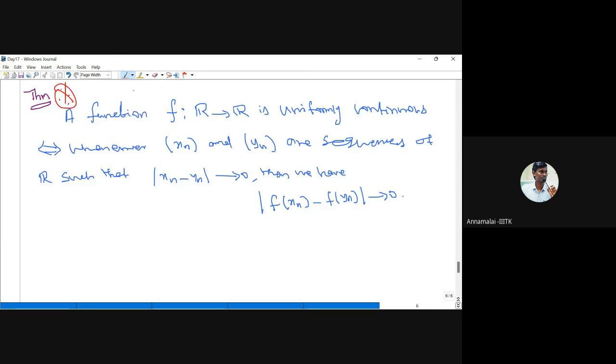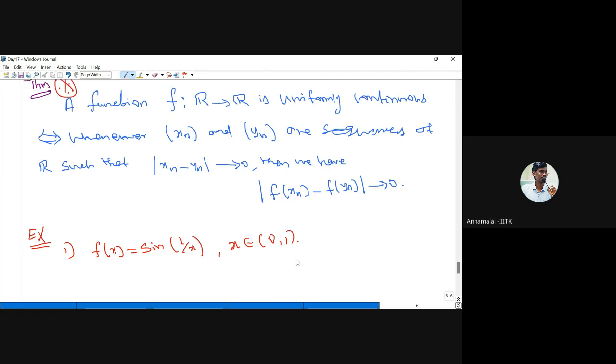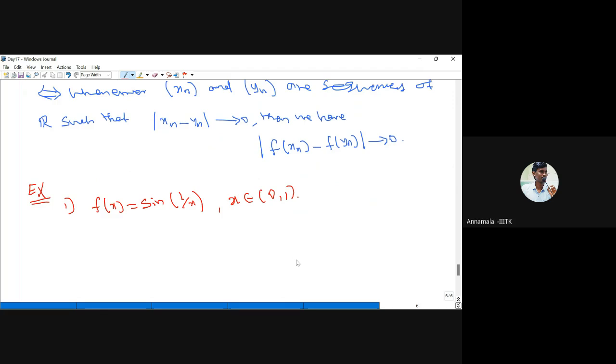Now, an example. The first one is f(x) equals sine of 1 by x, defined on the open interval (0, 1). Check whether this function is continuous or not on this interval. So sine of 1 by x is a continuous function, but the domain is the open interval (0, 1). It's a bounded set but not a closed set.